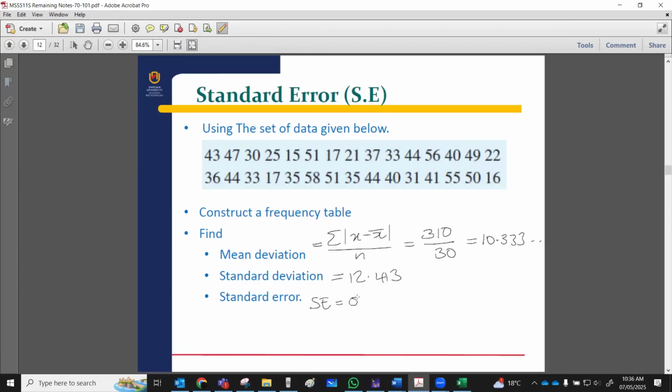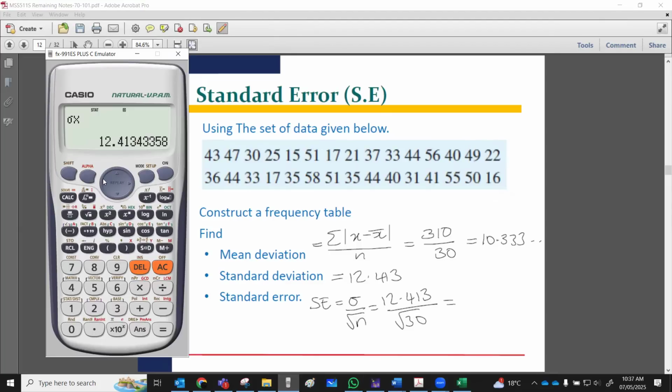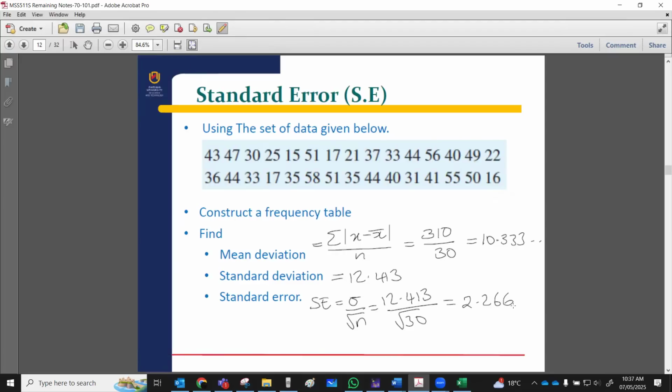And the standard error, now this is equal to the standard deviation divided by the square root of n. So our standard deviation, 12.413, we divide this by the square root of 30. Okay, so our standard error is 2.266. Okay, so try and work it out on your own and see if you are getting the same answer.